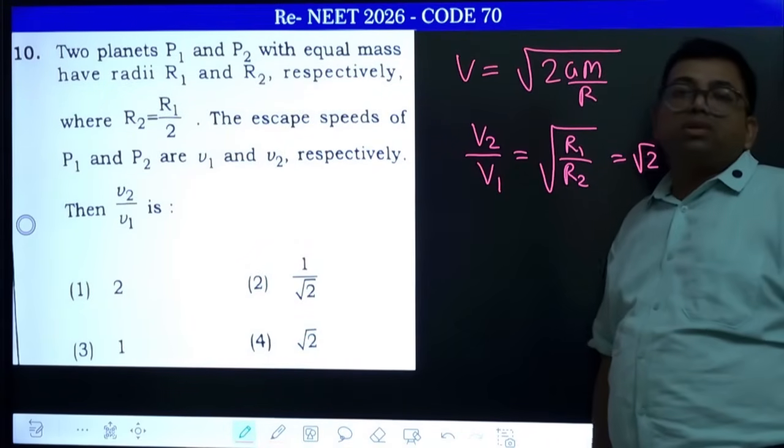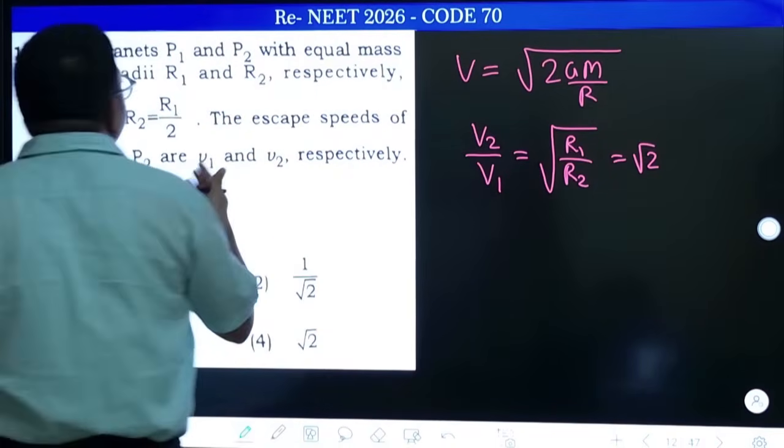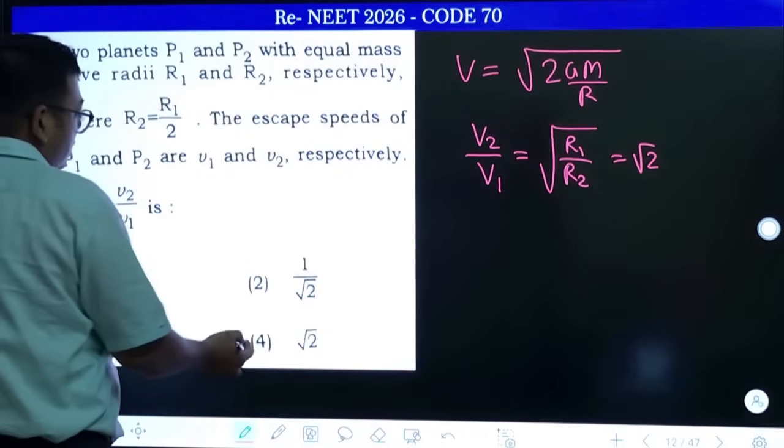Where is the calculation? I don't understand why these two questions are there. Masses are equal, radius only. What are they asking here? What do they want?